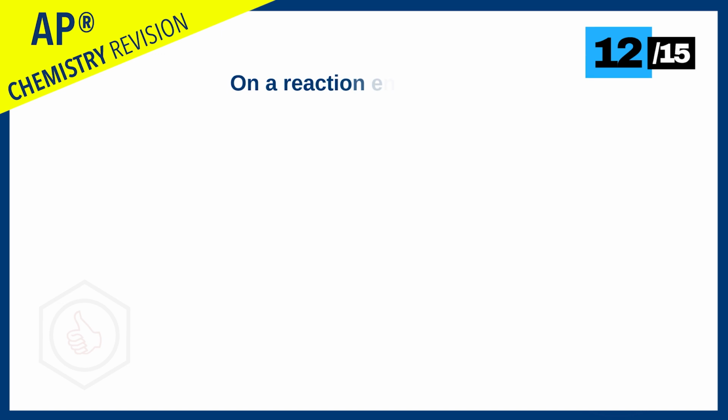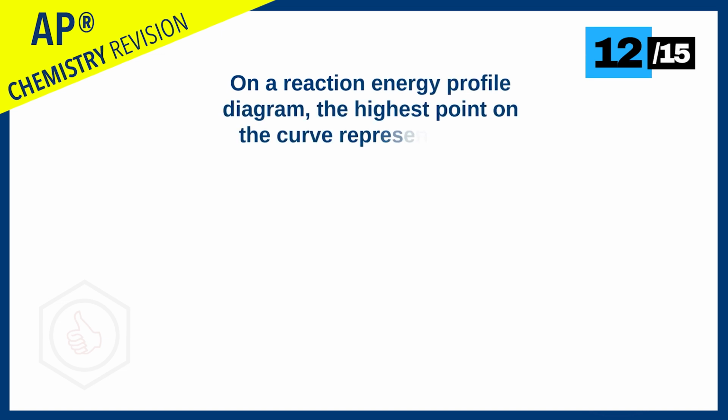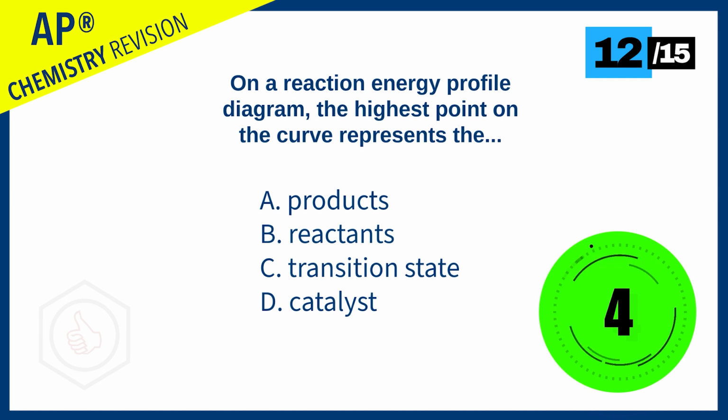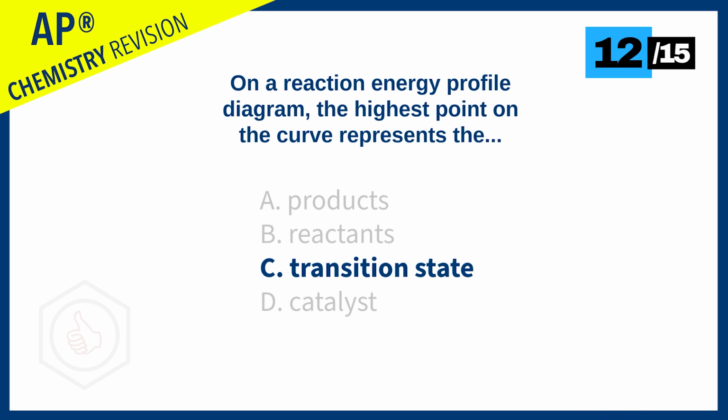On a reaction energy profile diagram, the highest point on the curve represents the products, reactants, transition state, or catalyst. The answer is the transition state.